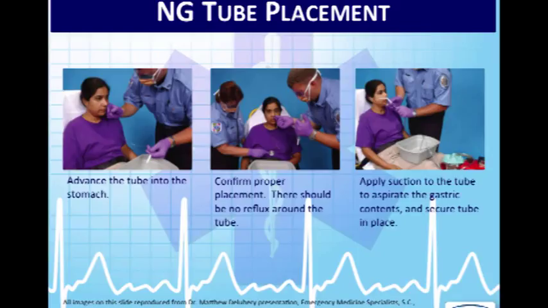You can squirt a little bit of air down the NG tube. With your stethoscope, you can listen over the stomach, as you're seeing in the middle picture here. If you hear a lot of stomach gurgling and air going in when you squirt that water or air in, you can confirm that it's in placement. You can then suck back a little bit, and if yellowish green material comes out, you can be confirmed that you're getting stomach contents out.